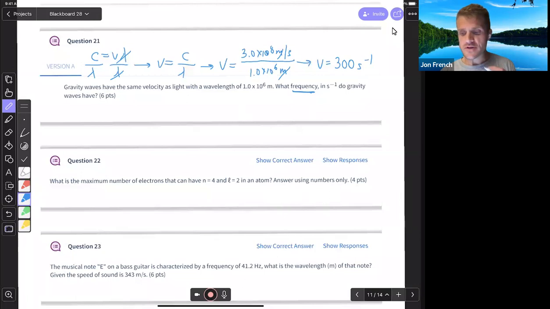Yeah, Josephine, I would check your formatting. Did you put this in parentheses when you put it into your calculator? Because yeah, it should be 300.